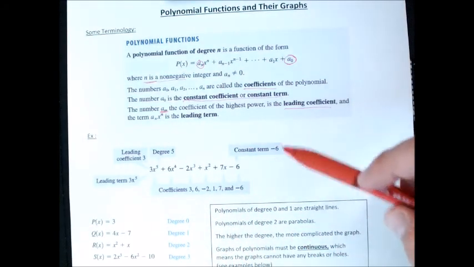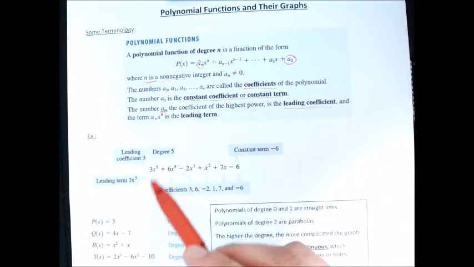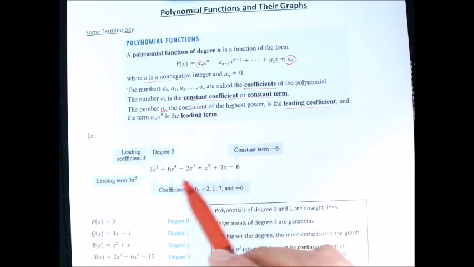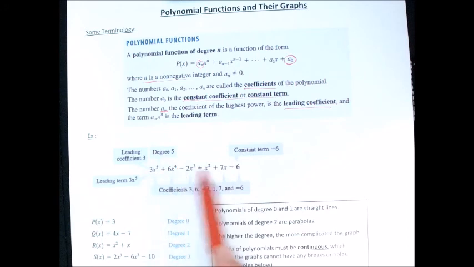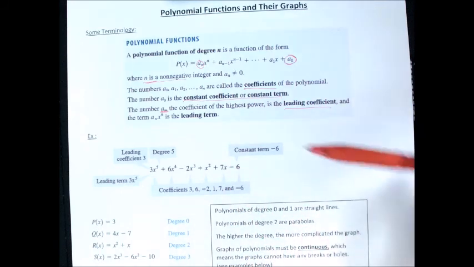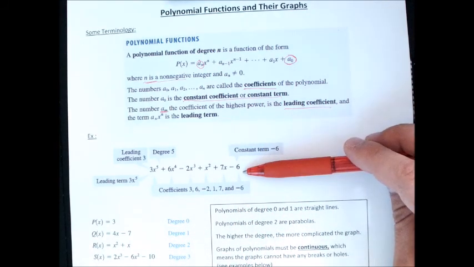And this is just laying it out for you, right? So this is an example of a polynomial. We can see that all the powers are whole numbers. They're not negative. We can see that the coefficients are the numbers in front. We've got the constant term at the end.